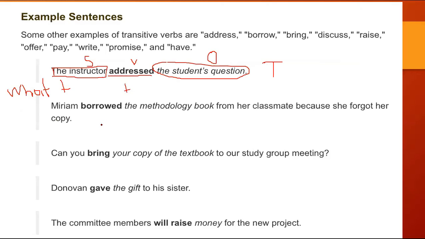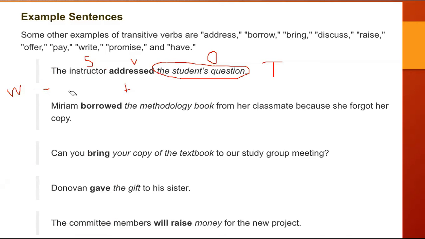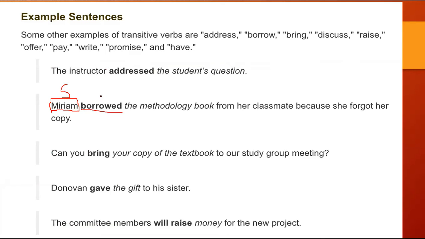Okay, Diego, number two, can you label number two? Okay, Miriam is the subject. The subject. I will label the subject with a square, right? Okay, borrowed is the verb, and underline.